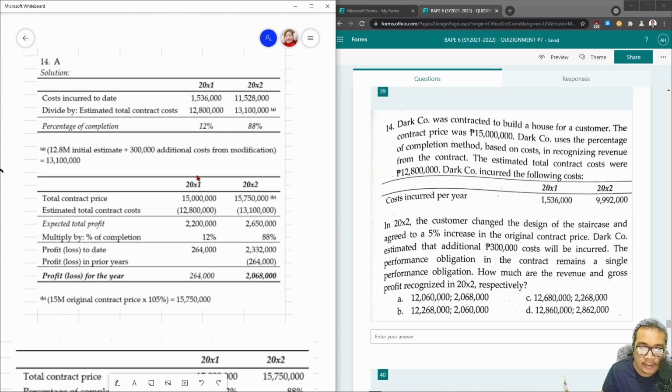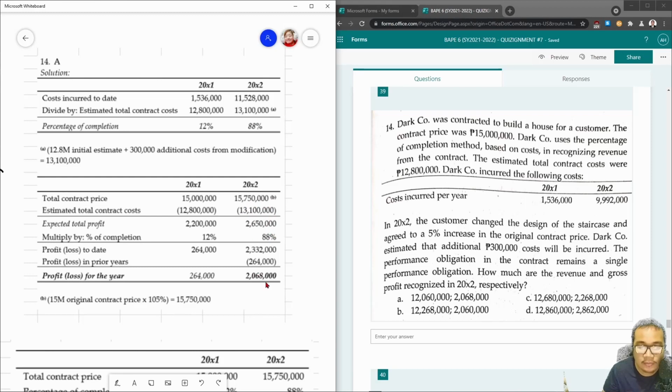Ngayon, for 20x1, wala kang problema. Kasi wala nang pinagbago dyan. 15M minus 12.8, expected total profit times 12%. Profit to the date mo. And profit for the year, 264. Pero pagdating dito sa 20x2, apart from the increase in the cost by 300,000, nag 5% increase in the original contract price. So, basic lang gagawin. 15M times 105%. So, same lang. Ito na yung result. Ito na yung bagong cost mo sa contract.